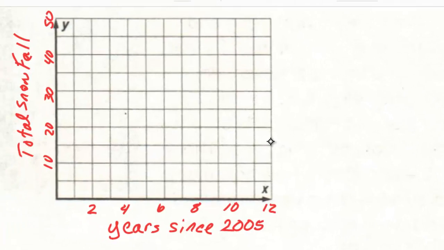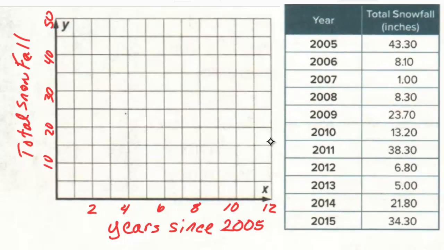You'll notice I went every other line. So I'm still going by 5s along the y-axis, so I'm going by 1s along the x-axis. The year 2005 is 0 years since 2005, so it's 0 and 43.3, which would be almost 45. So 0, 43.3 would be right about here on the graph.